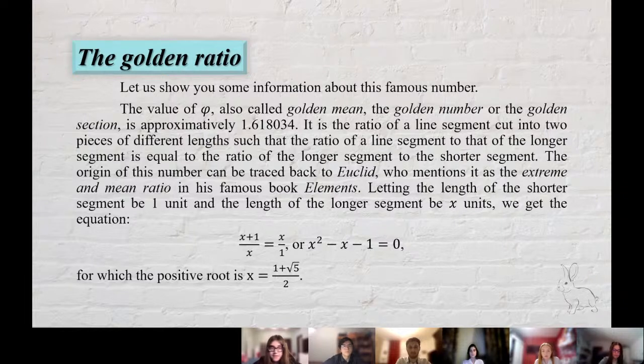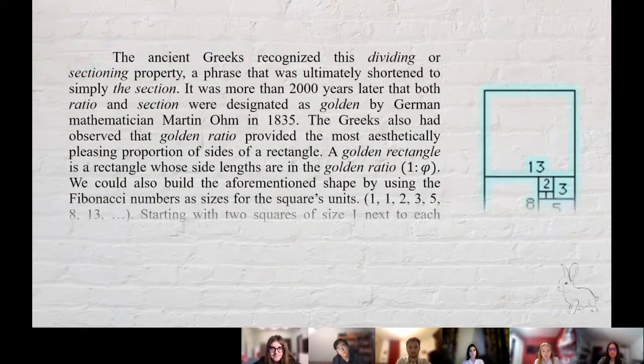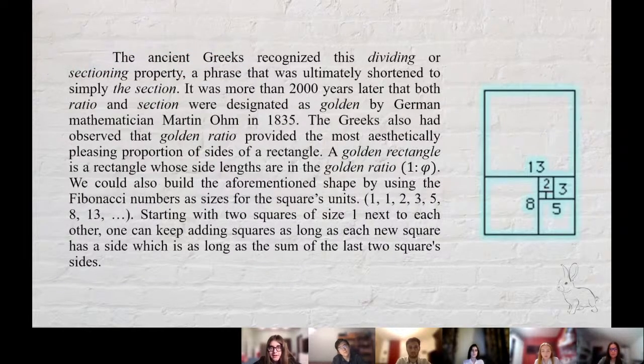Basically, letting the length of the shortest segment be 1 unit and the length of the longer segment be x units, we get the equation that Medea actually mentioned before, x squared minus x minus 1 equals 0, for which the positive root is, surprise, surprise, the golden ratio. The ancient Greeks recognized this dividing or sectioning property, a phrase that was ultimately shortened to simply the section.